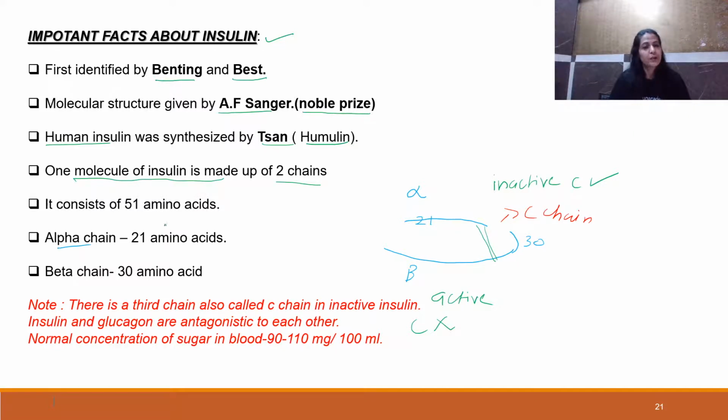We know that. Now, insulin and glucagon are antagonistic to each other. What do you mean by the word antagonistic? That is, they work opposite to each other. One increases the blood sugar, the other decreases the blood sugar. What is the normal concentration of sugar in our blood? 90 to 110 milligram per 100 ml of blood. So these were some of the facts about insulin, and you will learn that in 12th NCERT, if you are not in 12th now. Okay, we are moving ahead.